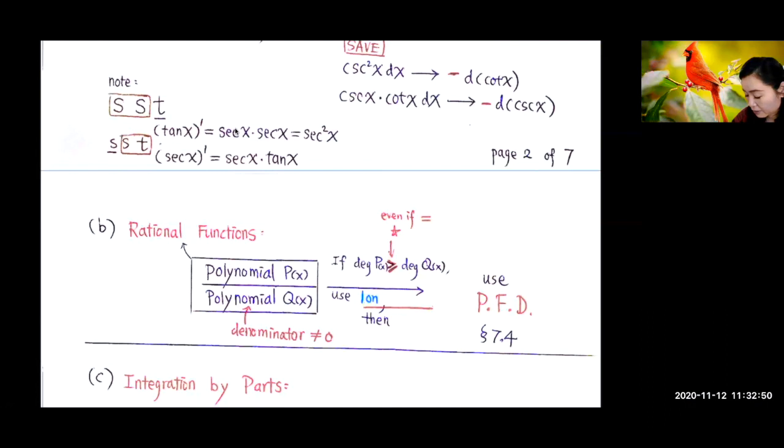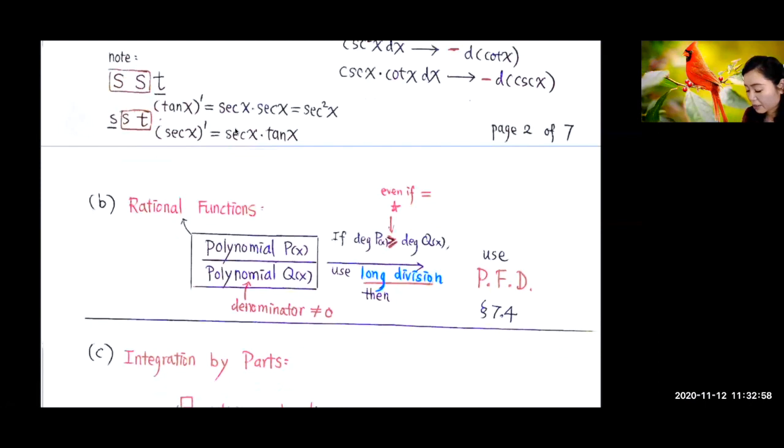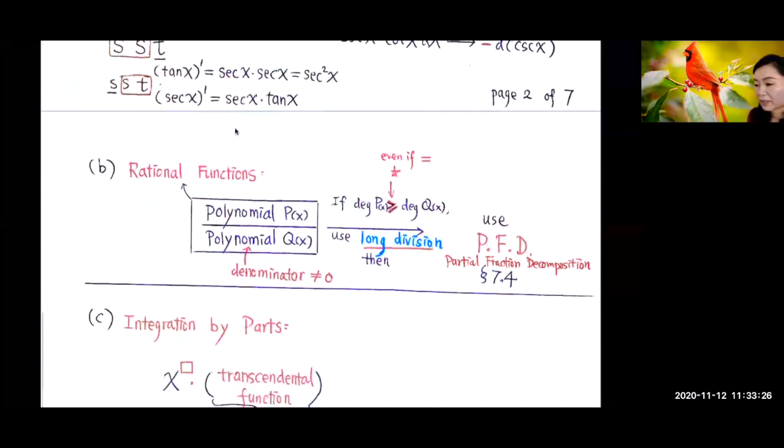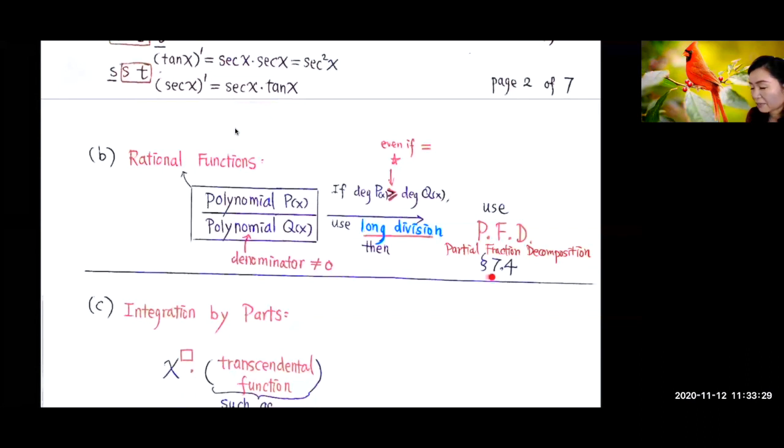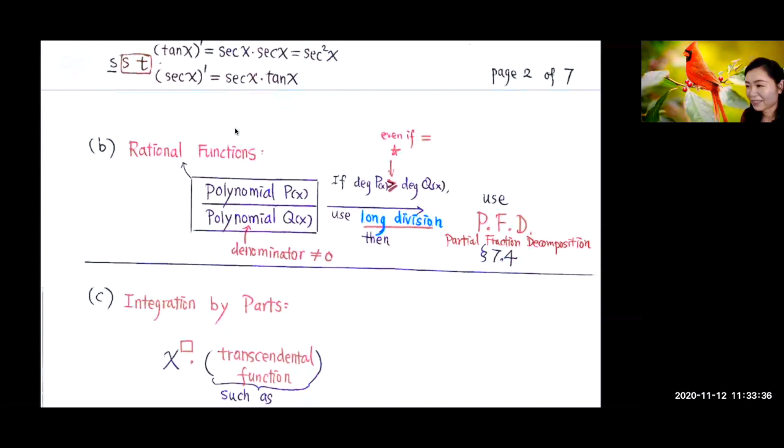So we're going to use long division first. And then after that, for the remainder over divisor part, you're going to use the partial fraction decomposition, PFD. Okay, it's not PDF, it's PFD. PFD stands for partial fraction decomposition, which is in section 7.4. So we just talked about that last time. Do you guys remember?